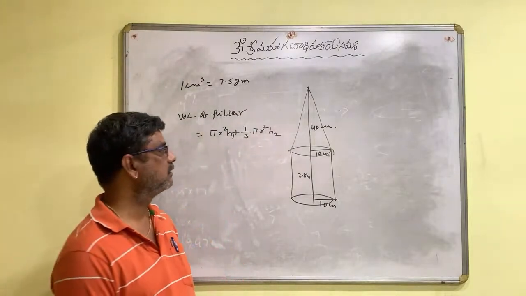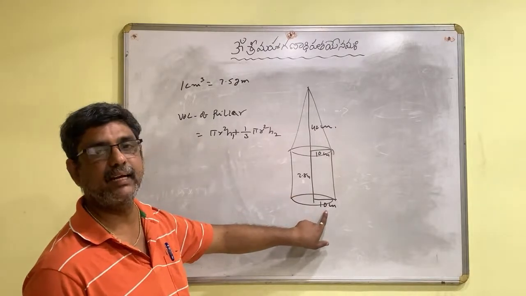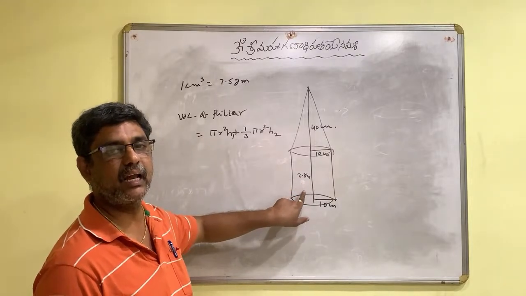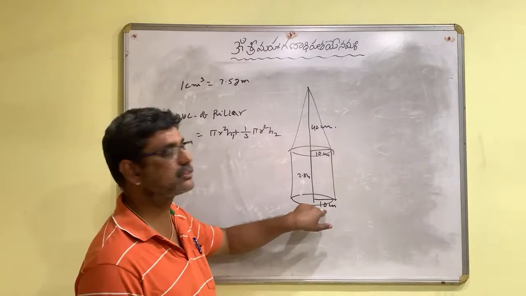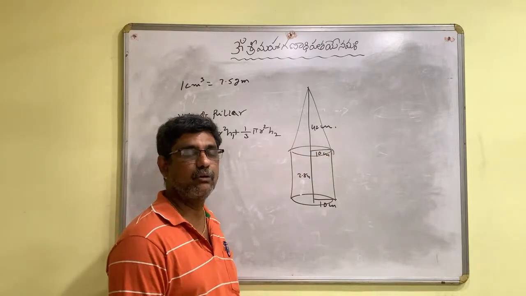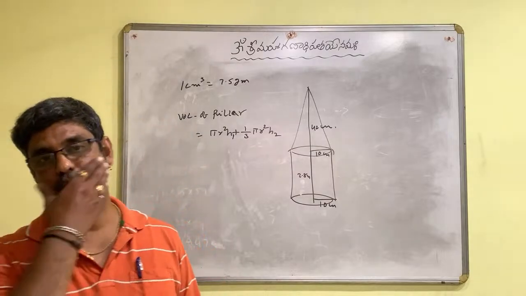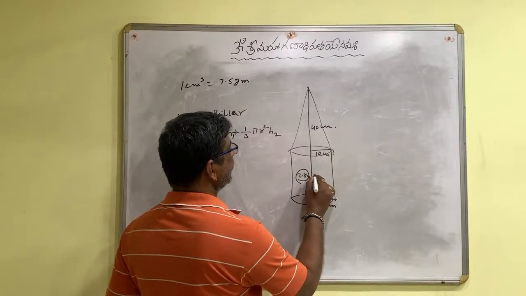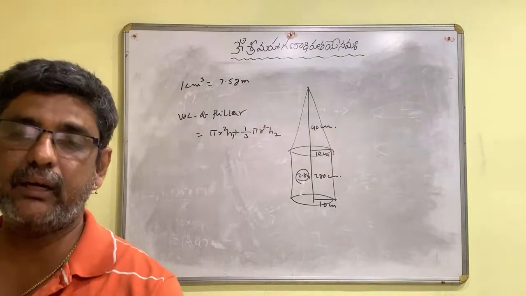Understand, children? Cylindrical height is given as 2.8 meters, radius 10 centimeters. Conical height is given in centimeters, 42 centimeters. Radius is same. So what we have to do? We need to convert this also to centimeters, 280 centimeters, the height of the cylinder.